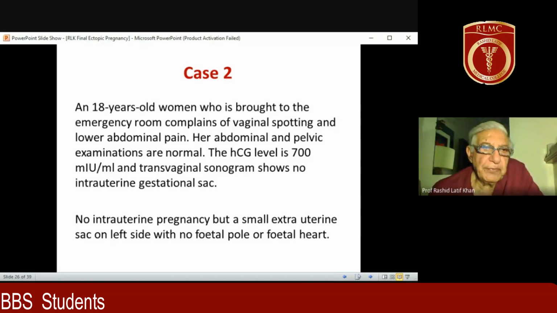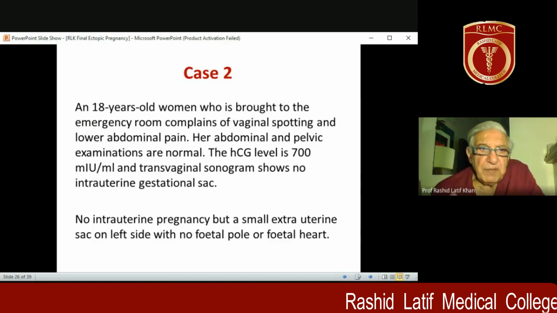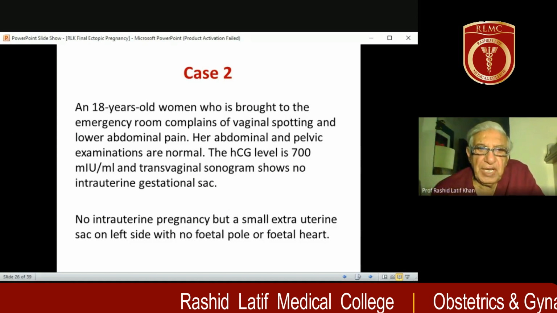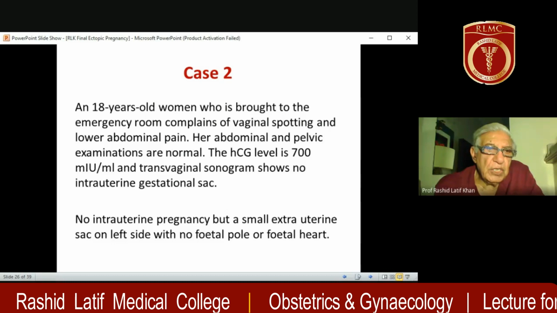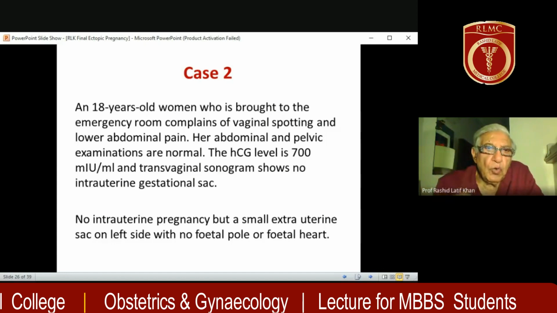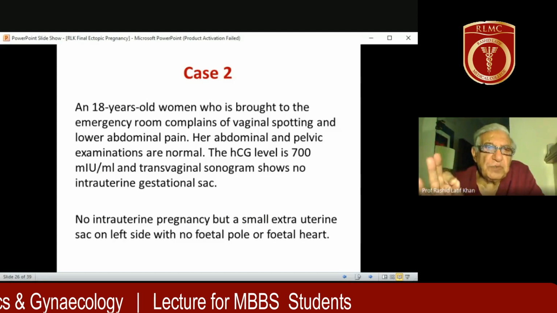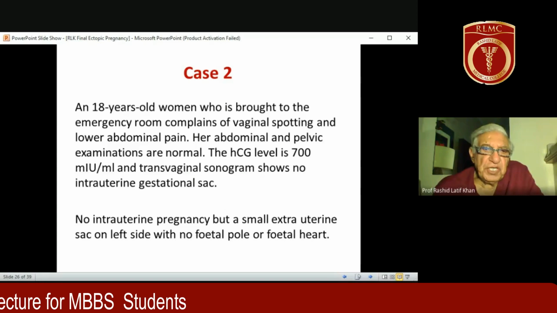Then case 2, 18-year-old woman who is brought to the emergency room, complains of vaginal bleed, spotting, and lower abdominal pain. Her abdominal and pelvic examinations are normal. No tenderness, nothing. HCG level is 700 and transvaginal sonogram shows no intrauterine gestation sac. Here is the patient who is in early pregnancy and complains of vaginal spotting and lower abdominal pain. Otherwise, everything is normal.